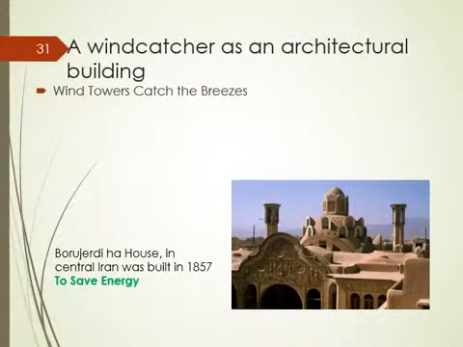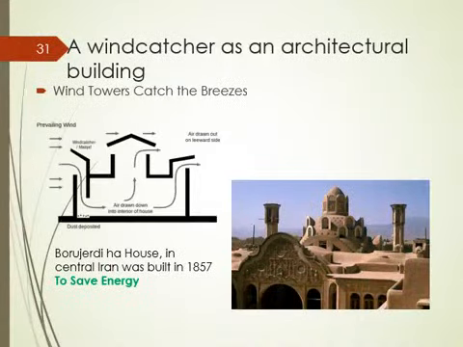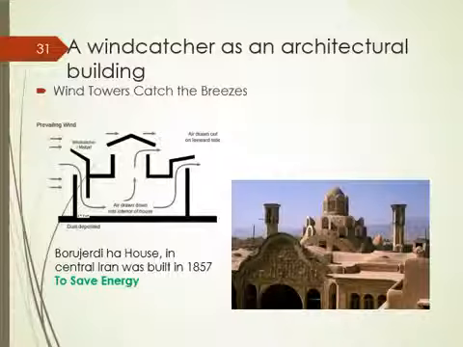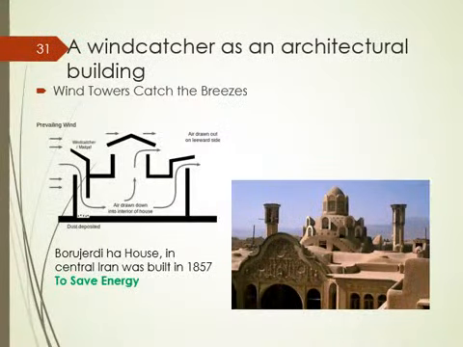In this slide, you can consider the Windcatcher as an architectural building. Wind towers catch the breeze. A Windcatcher is an architectural building used for many centuries to create natural ventilation in buildings. The function of this tower is to catch the cooler breeze that prevails at a higher level above the ground and to direct it into the interior of the buildings. Boroujerdiha House in central Iran, built in 1857, was one of these buildings to save energy.